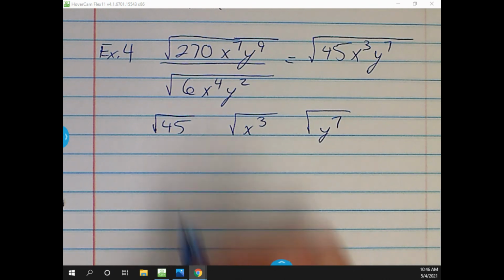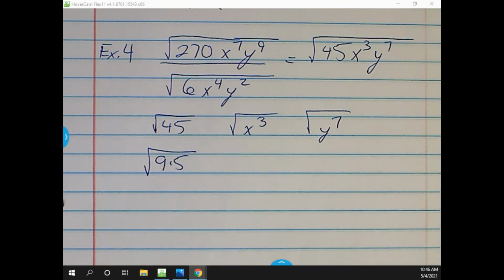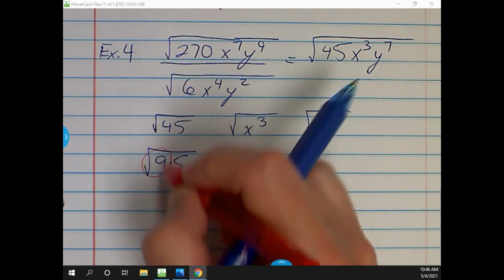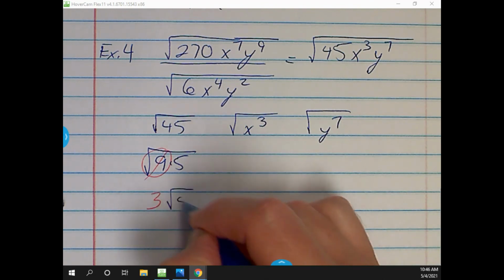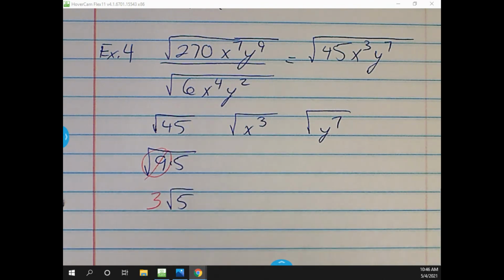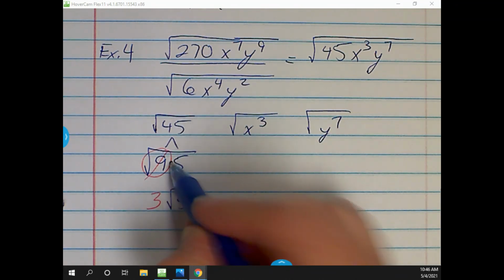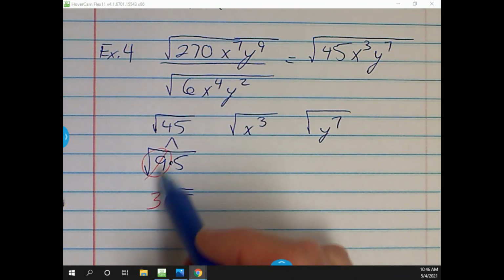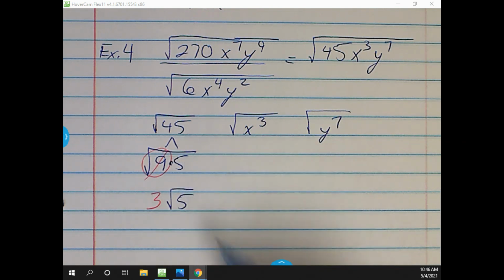Okay, 45, start to break it down. The first thing I'm thinking is that's 9 times 5. The reason to go with that one is that 9's a perfect square. So if you take the square root of 9, that would just be 3. So that would be 3 square root of 5. If you're breaking the numbers down and you run across a perfect square number, you can go ahead and take the square root of that one. And if you can break the other one down farther, you can. In this case, we weren't able to, so that would be as far as we'd have to go with that one.